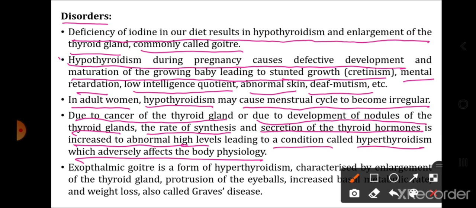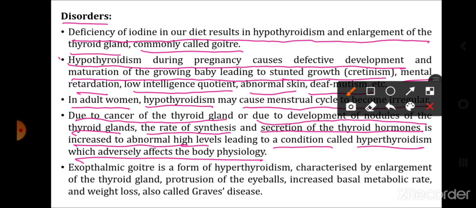leads to the over secretion of the thyroid hormone, and this over secretion, or you can say excessive secretion of the thyroid hormone, the condition is called hyperthyroidism, and this hyperthyroidism affects the physiological activities of our body.